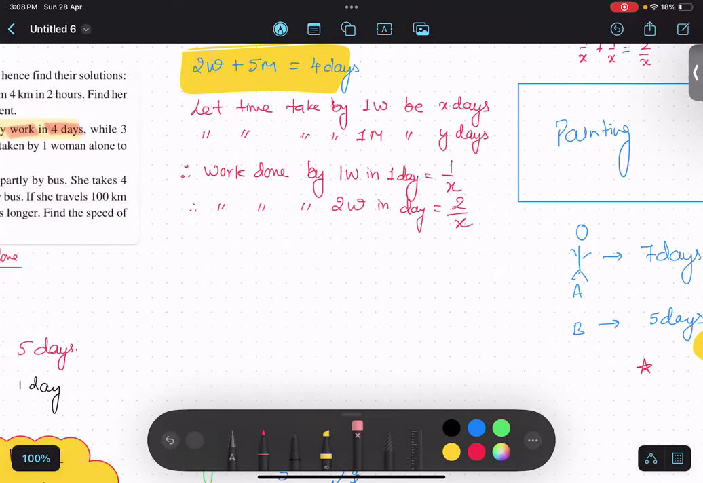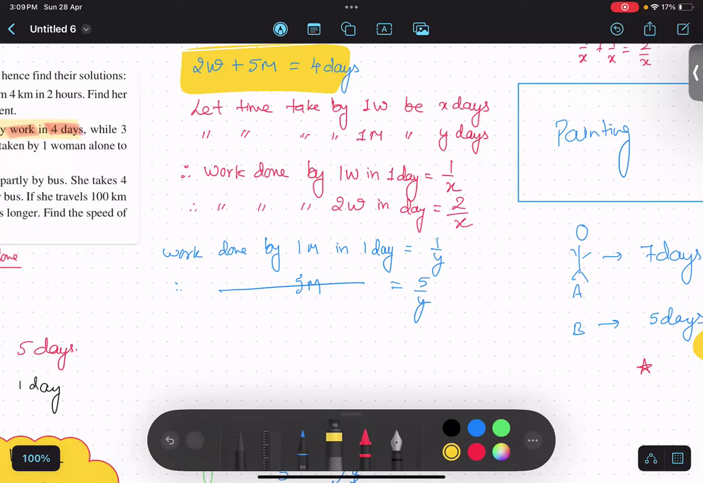So let me just erase this part. Similarly, work done by one man in one day. You have to write these statements. What will be the answer? 1/y. Therefore, same thing, five men, sorry, five men: 5/y. So this is the work done. Again, I'm highlighting this, very important. This is the work done by two women, and this is the work done by five men, only in one day. Yes or no? Yes.